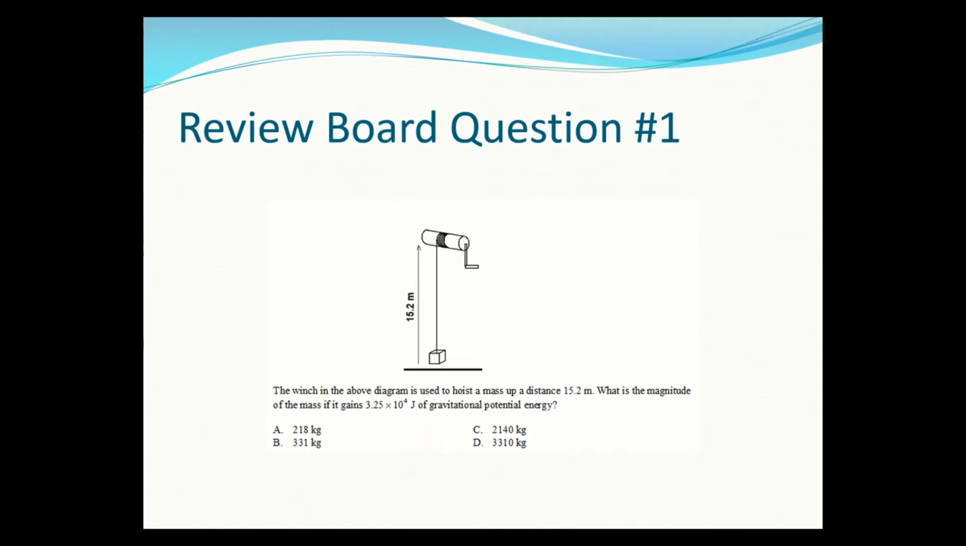So the winch in the above diagram is used to hoist up a mass 15.2 meters. What is the magnitude of the mass if it gains that much gravitational potential energy? So we're going to use, actually I'll just switch cameras here. Be a little bit easier.